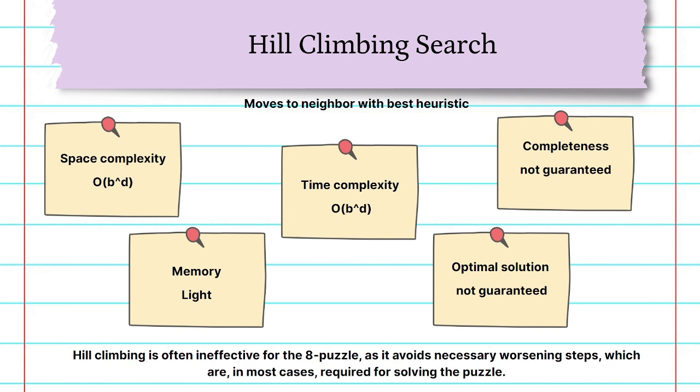In the 8 puzzle, this means hill climbing often fails because sometimes solving requires taking a step that seems worse temporarily. Hence, completeness is not guaranteed. The time complexity and the space complexity of hill climbing search is O(b^d).